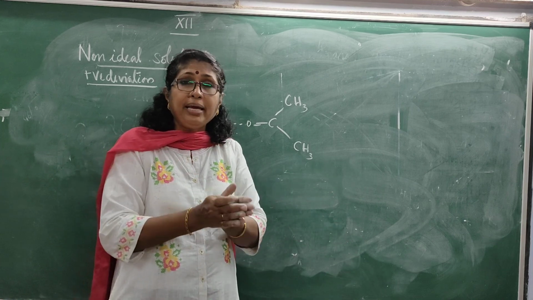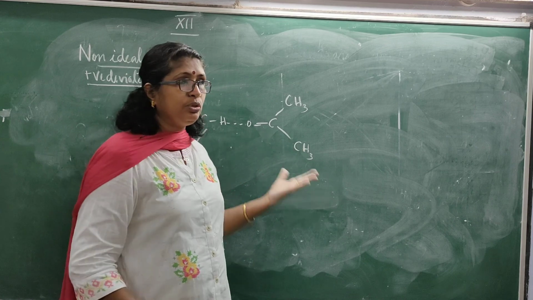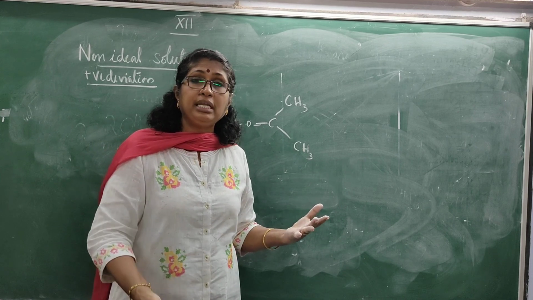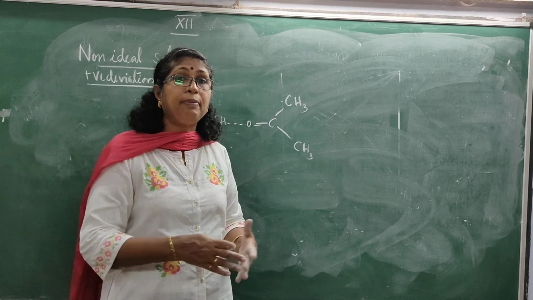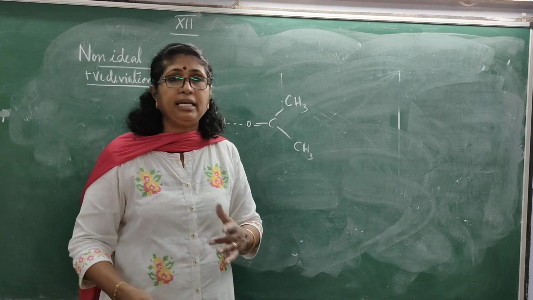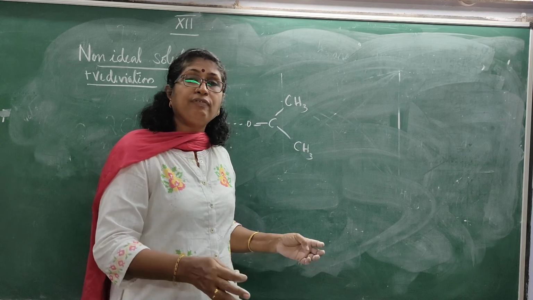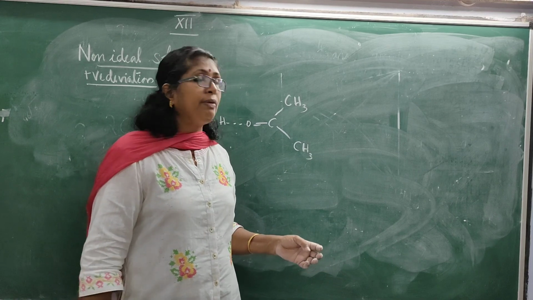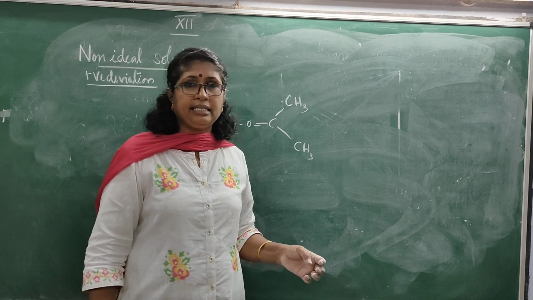But when we mix them, a hydrogen bond is formed between these two. That means the new interactive force is stronger. Therefore, the AB interactive force is much stronger than the AA or BB interactive force. That means the rate of evaporation will decrease. When the rate of evaporation decreases, vapor pressure will decrease.